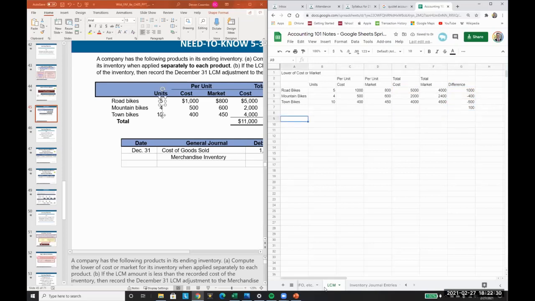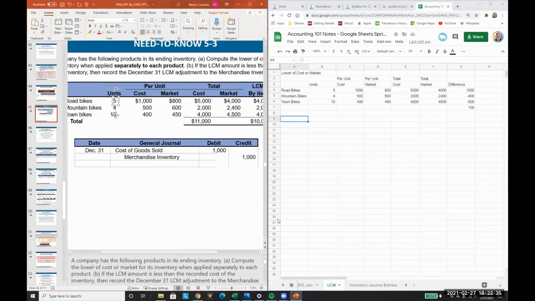So I can ask you two questions here. We can see that I'll do the first one. What if we do it by item? If we're doing it by item category, let's see, total adjustment.